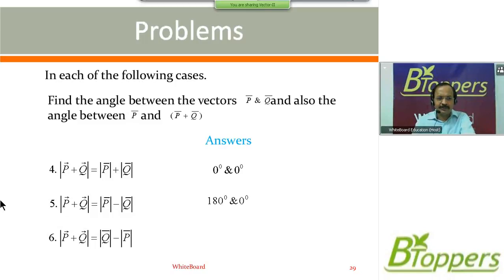So look at the next question. Magnitude of p bar plus q bar is equal to magnitude of q bar minus magnitude of p bar. This is also similar to the previous question with a small difference. You can first think about the answers yourself. Now look at the answers. 180 degrees and 180 degrees. It means angle between p bar and q bar is 180 degrees. The angle between p bar and resultant of p bar and q bar is also 180 degrees.